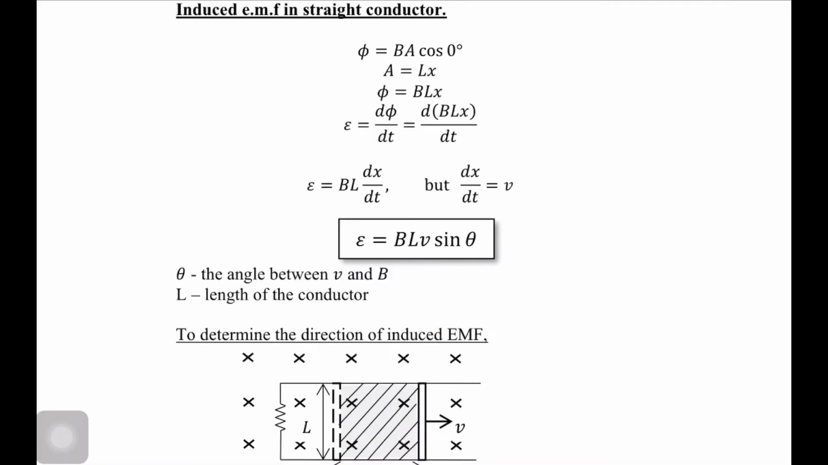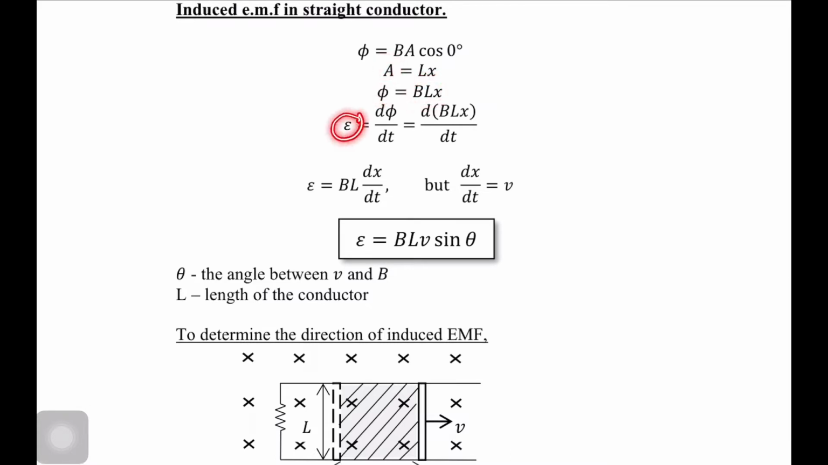Hi guys, so we're back in 5.2, still on induced EMF in a straight conductor. Okay, so this is the explanation of how I get the equation. So we have phi, which is magnetic flux, equals BA cos theta. By this one we substitute theta as 0. So it means that B and A are parallel to each other. So A equals Lx, phi equals BLx.